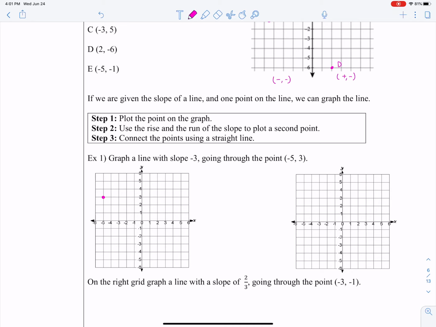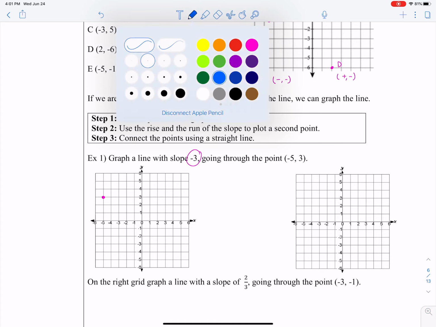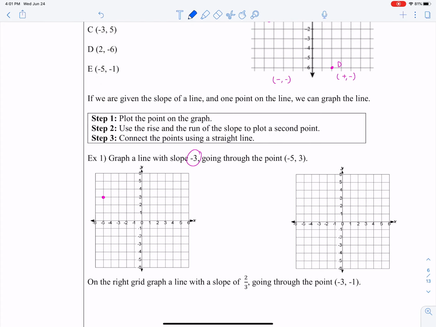Okay, so that's our point that we're starting, our -5, 3. Then we have our slope. That's our next piece of information we need. So m means slope is -3. Anytime we have a whole number, it's always over 1. So regardless, anytime whole number, it's always over 1.